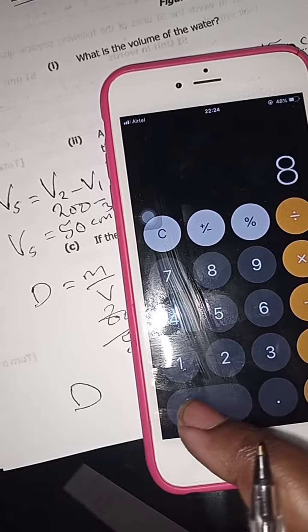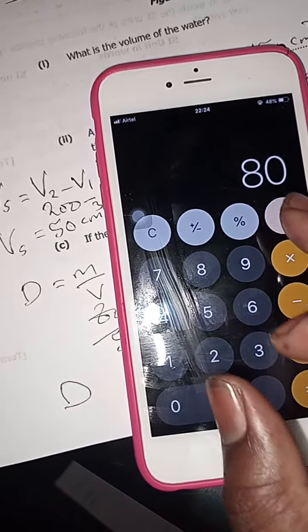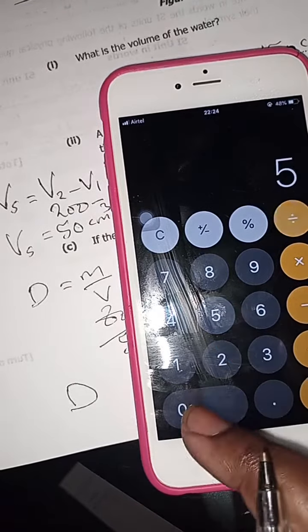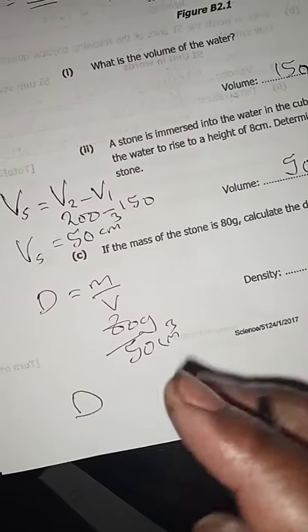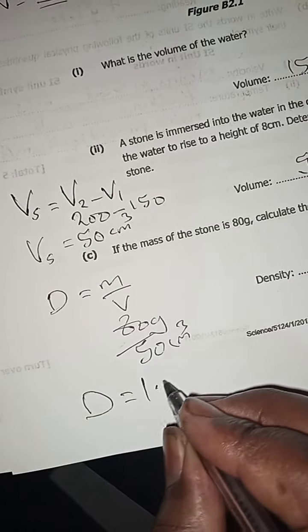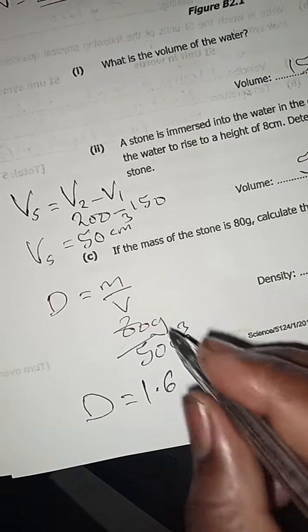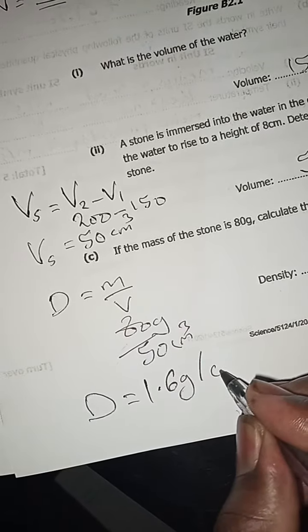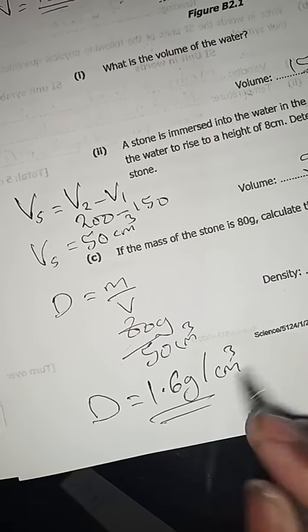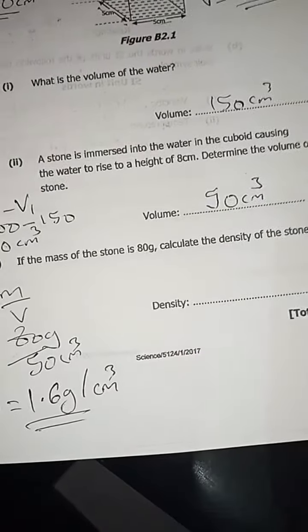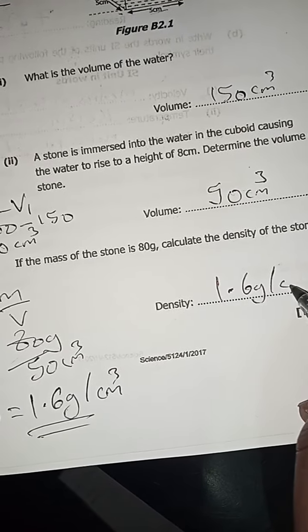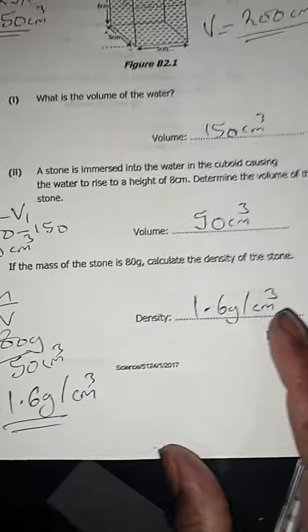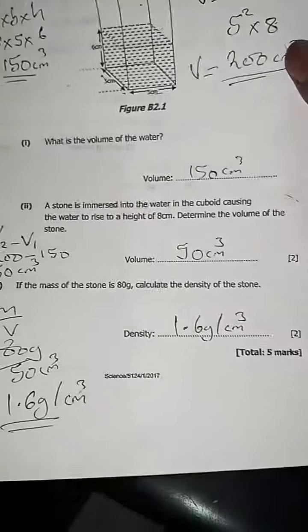Eighty divided by 50. That's 1.6. That's 1.6. The unit is grams per centimeter cubed. 1.6 grams per centimeter cubed. That's it for this problem.